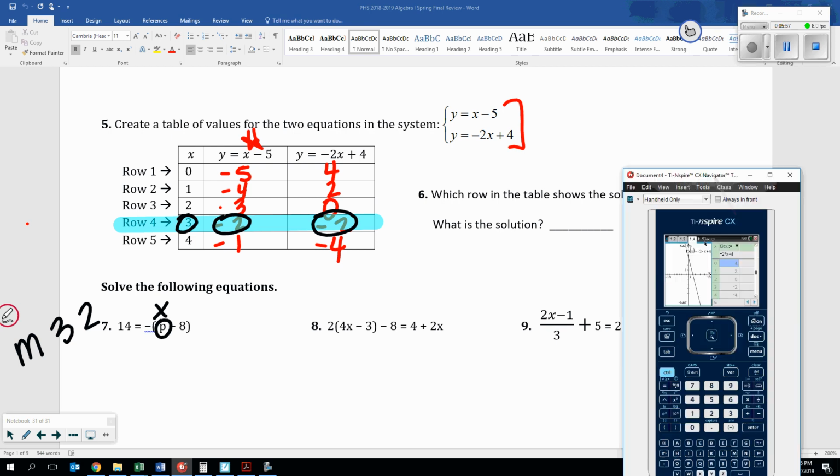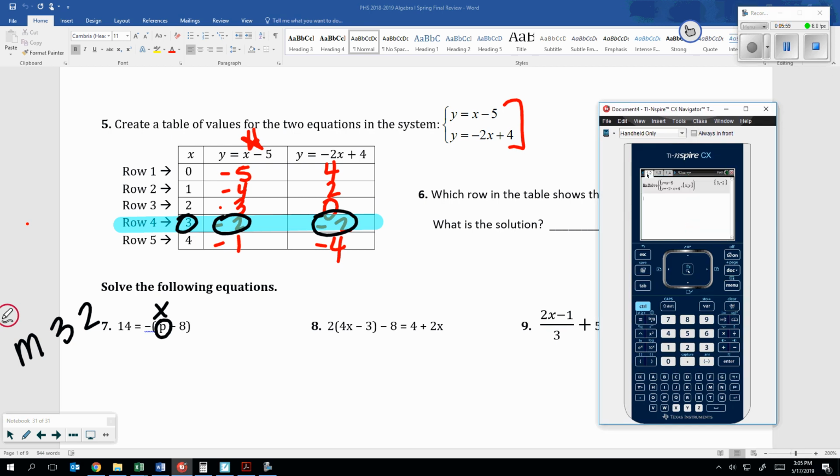So we go back to our calculator. We can go menu 3, 2. Now again, there's only one equation, so we're going to change this 2 to a 1. And we're going to input our equation. So 14 equals negative parentheses, x minus 8. So exactly as it looks, but instead of that p, changing that x. And we get that x equals -6. So we know that our variable, p, equals -6.